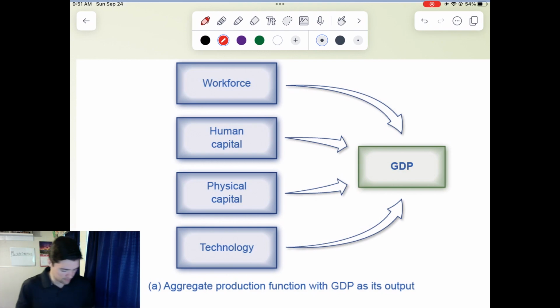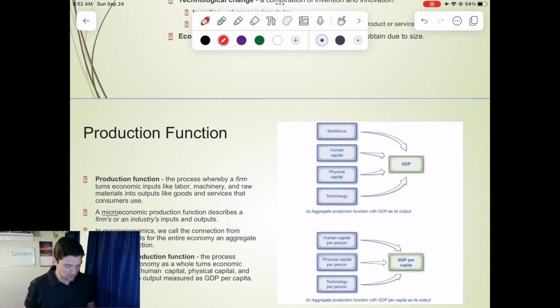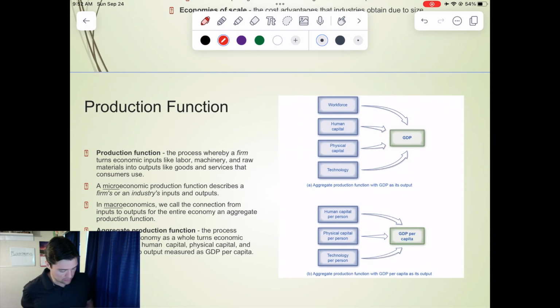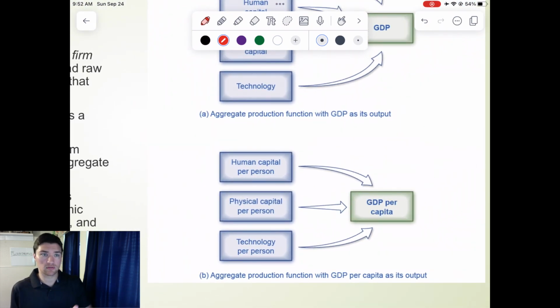This is an aggregate production function. Aggregate just means the total amount that you have. From a microeconomic level, this describes a firm or industry's inputs and outputs. If you had a baker, flour, sugar, water, things like that, and an oven, you can create bread. You have all those inputs to create the output. That's more of a microeconomic level. The macroeconomic level would be looking at how many humans you have, what their education is, and what technology you have, all those things to make the output.